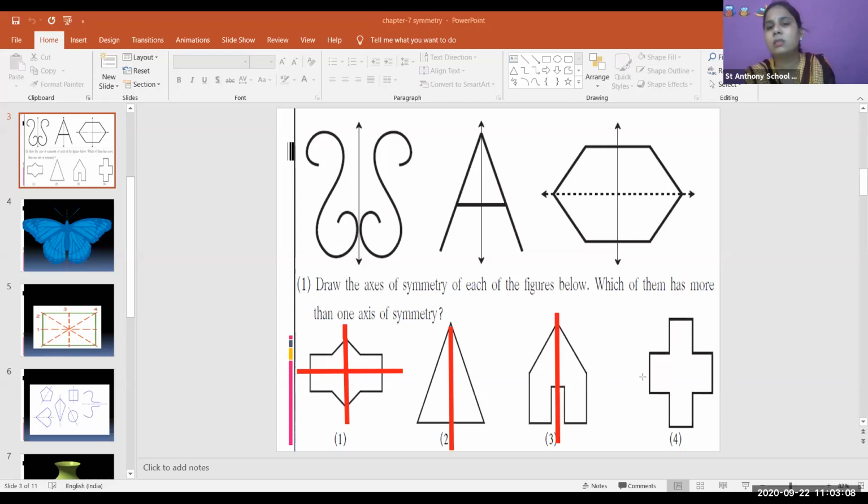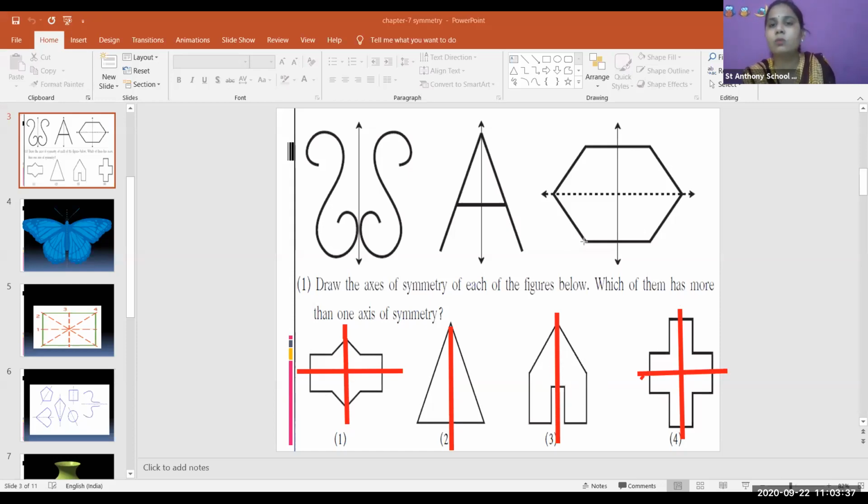But if you see this diagram, so this is having how many axes of symmetry? More than one axis of symmetry, because you can fold it from this side, you can fold it from this side, or else, it is having more than one axis of symmetry, means two axes of symmetry. Here it is having only one axis of symmetry. In this diagram also, here it is having only one axis of symmetry.